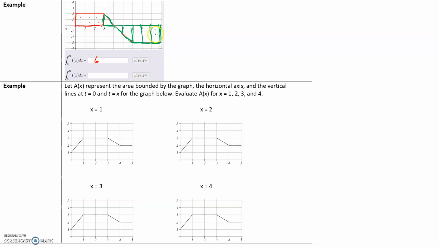We have 1, 2, 3, 4, 5, 6, 7, 8, 9. I'm going to call this 10, even though it's kind of close. 10, 11. And this is like 11 and a half. So I'm going to combine the 11 and a half with this to get 12, 13. So I'm going to approximate this to be about 13. And it doesn't have to be exact.